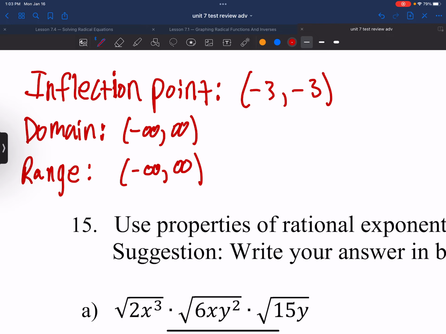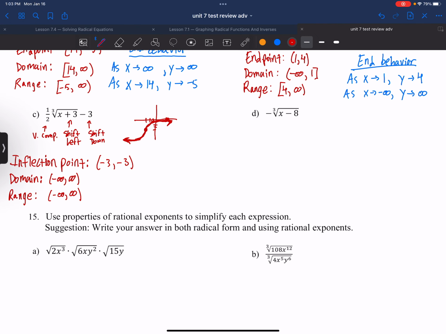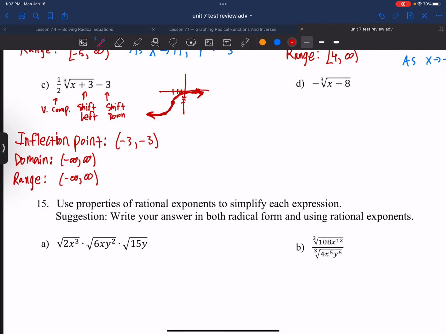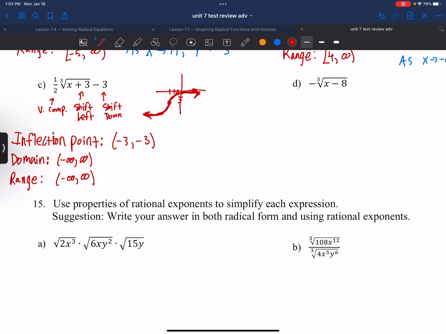If I wanted to limit this in some way, perhaps I could. But if we're just talking about the function as it stands right there, it's all real numbers, and any shift, stretch, or reflection is not going to change that fact. Now we'll describe the end behavior.